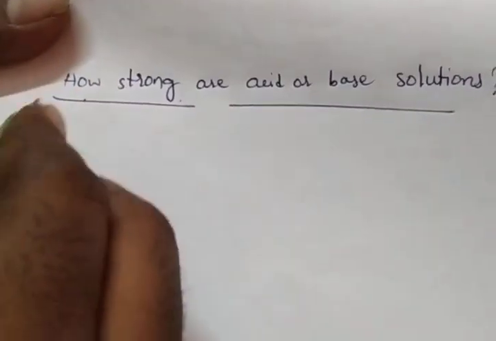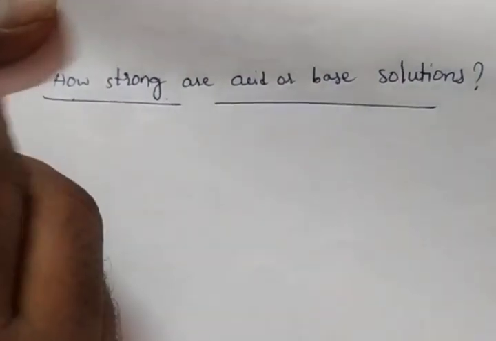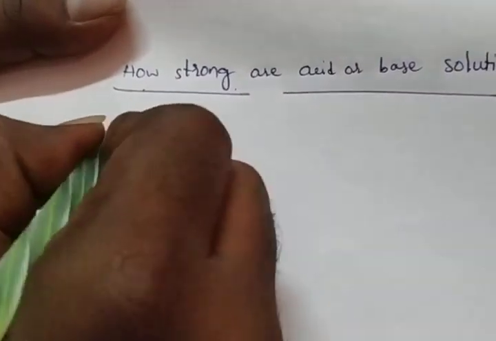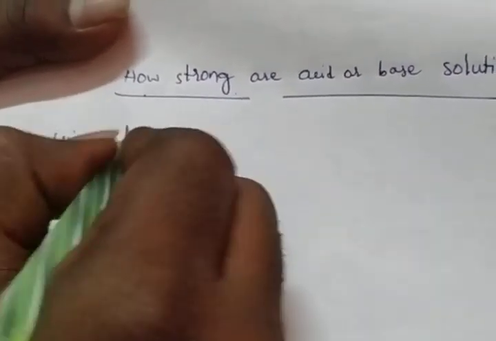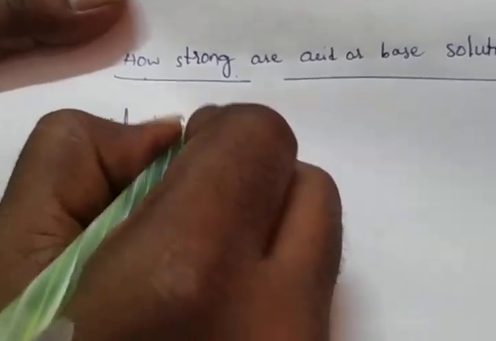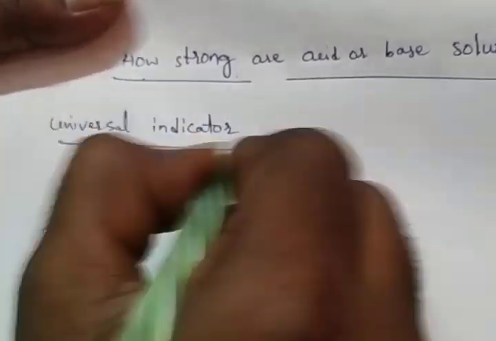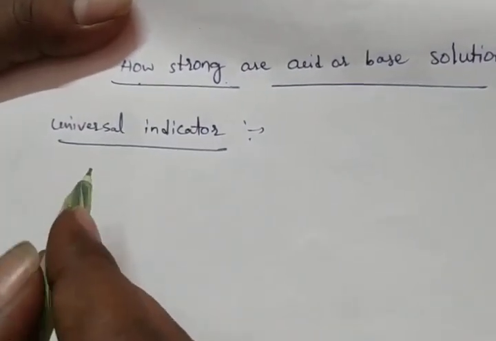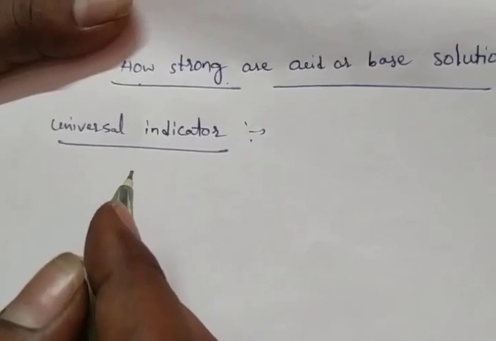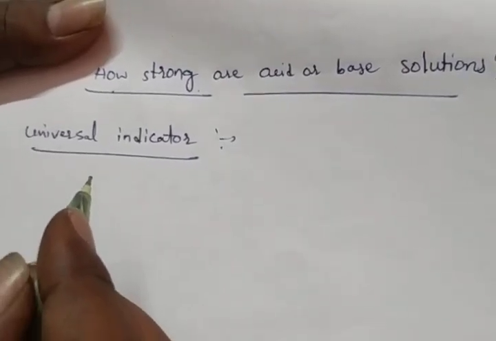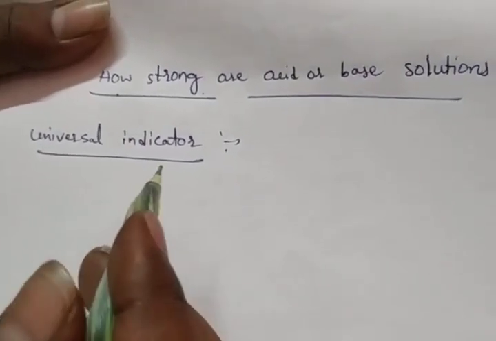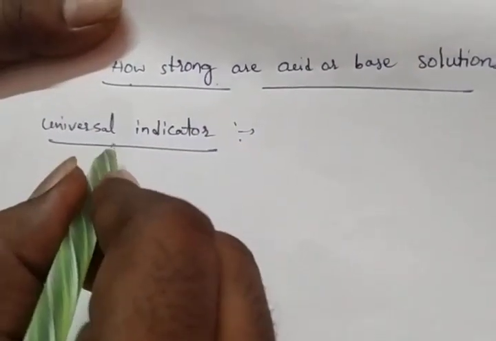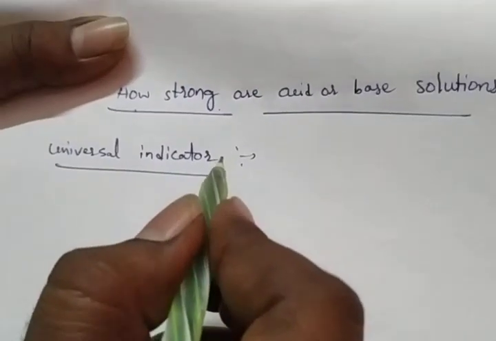Already we know. Okay, here we have to check by the indicators. Another indicator is the universal indicator. What about the universal indicator? How can we prepare the universal indicator? It is a mixture of several indicators. The universal indicator shows different colors at different concentrations of hydrogen ions in solution.